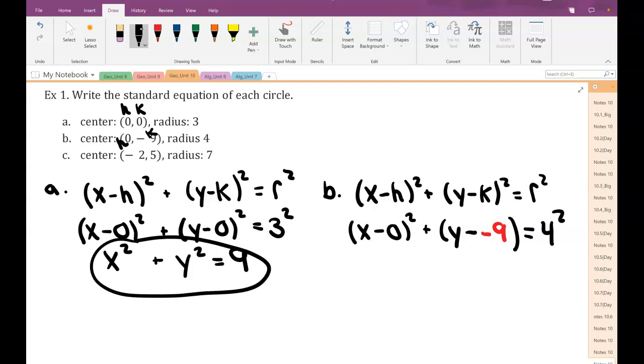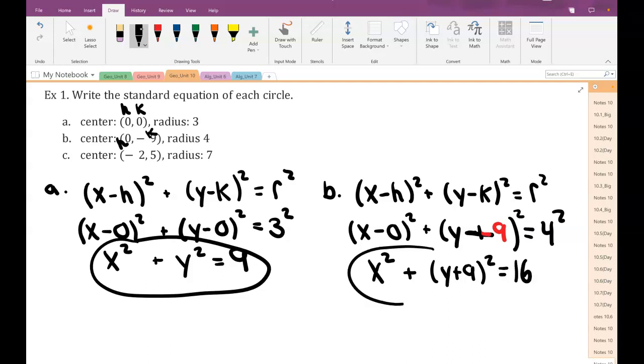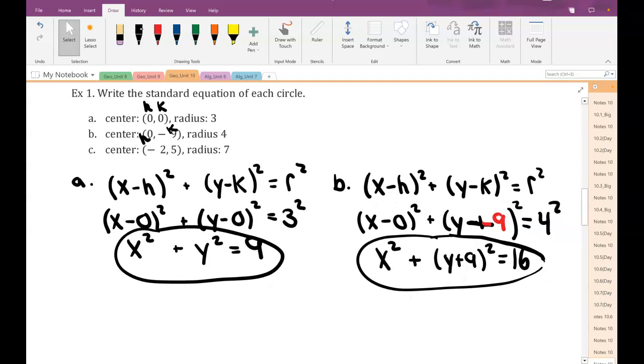So simplifying this out, x minus 0 is x, so we have x squared plus y minus -9. This minusing a negative turns this into a chunky plus. So we would write y plus 9 squared, and 4 squared is 16. So there is an equation of a circle with radius of 4 centered at the point 0, -9.